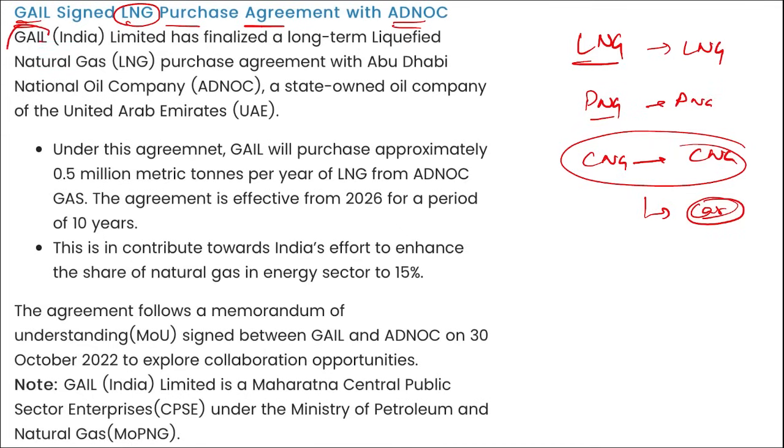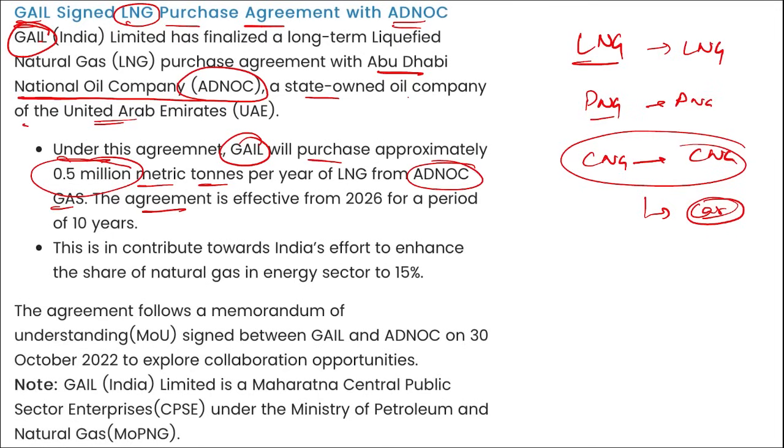So coming back, it is GAIL India Limited, or we can say GAIL. They signed an LNG purchase agreement with ADNOC, right? Abu Dhabi National Oil Company, that is a state-owned oil company of the UAE. Under this agreement, GAIL will purchase approximately 0.5 million metric tons of LNG per year from ADNOC Gas, and the agreement will be effective from 2026 for a period of 10 years. This contributes towards India's effort to enhance the share of natural gas in its energy sector to 15%.